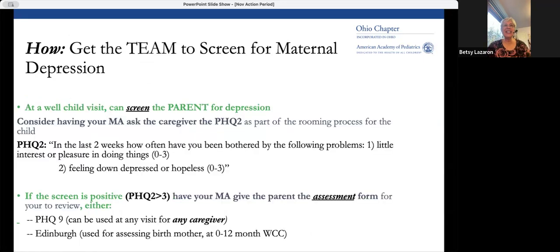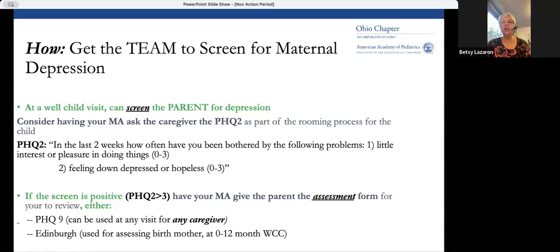Now, this doesn't have to be your work alone. Get the team to do the screening. When they're rooming the patient, they can do the PHQ-2 too. And if there appears to be a problem, they can give them the PHQ-9 to fill out before you walk into the room. And remember, if that screen is positive, your MA or nurse, if you are so lucky to have a nurse rooming your patients, should be able to immediately say that PHQ-2 was concerning, and I'm going to do a better screen. So go ahead and give them the form.